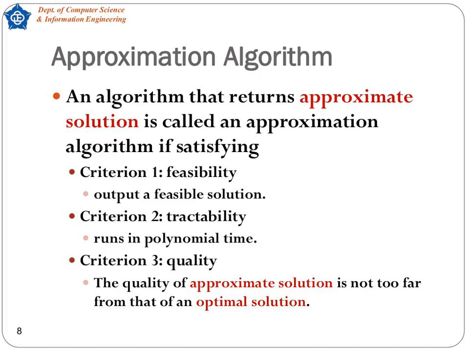Building on Hochbaum's insights, let's unpack what makes an approximation algorithm tick. At its core, such an algorithm returns an approximate solution while satisfying three essential criteria. First, feasibility. It must always produce a valid or feasible solution. Second, tractability. It has to run in polynomial time so it scales efficiently even as problem size grows. Third, quality. Its output must be provably close to the optimal solution. By meeting these requirements, we gain a powerful trade-off, sacrificing a bit of exactness to achieve reliable, efficient solutions for problems that would otherwise be intractable.